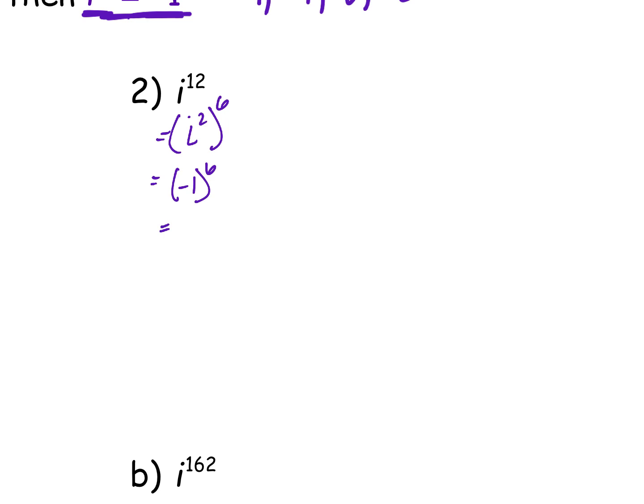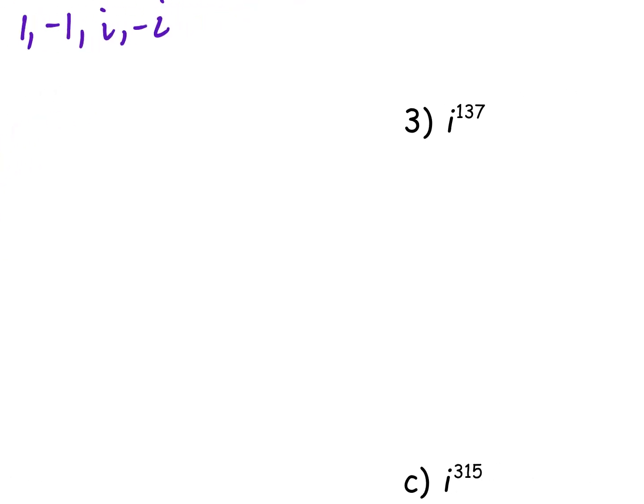So I have 1 to the 6th power, which is what? Yeah, 1 times 1 times 1, which is 1. Yeah, 1 to the 6th power. 1 to any power is just 1. So this answer is positive 1. That's why I want to put it in terms of i squared, right? Because we know 1 to any power is 1. And then I just have to determine if it's negative or positive.